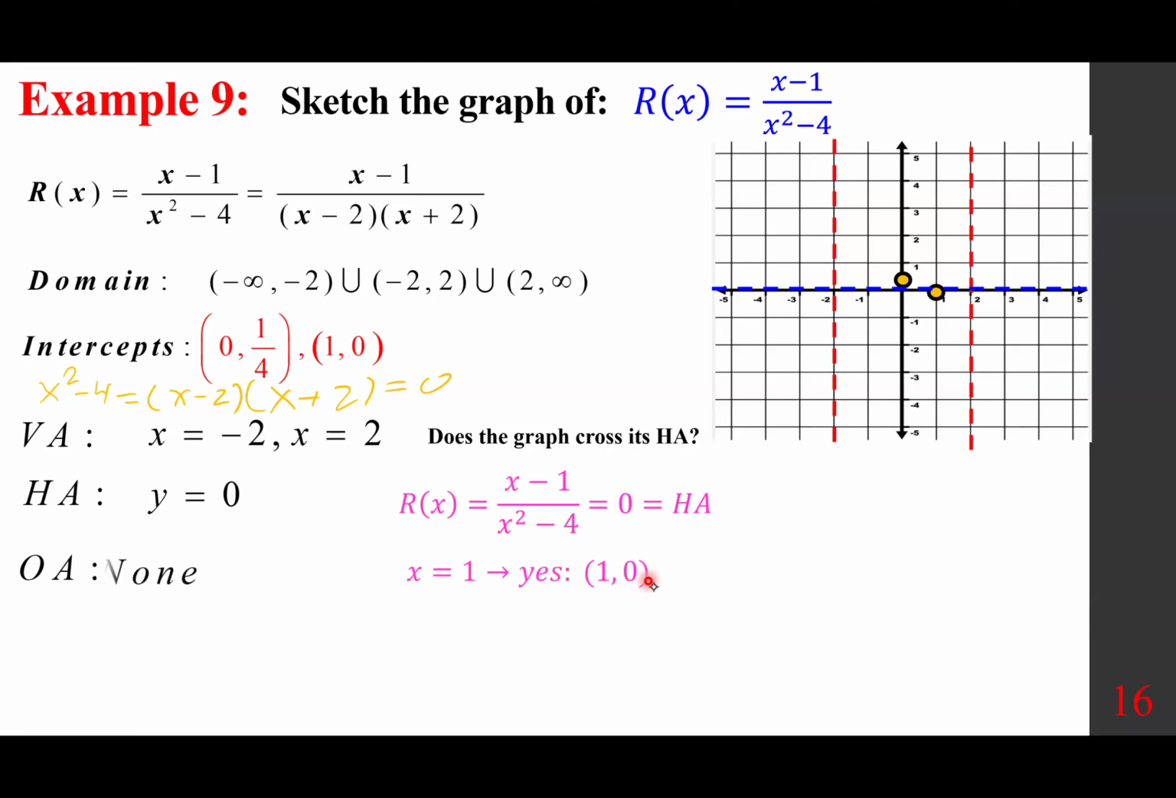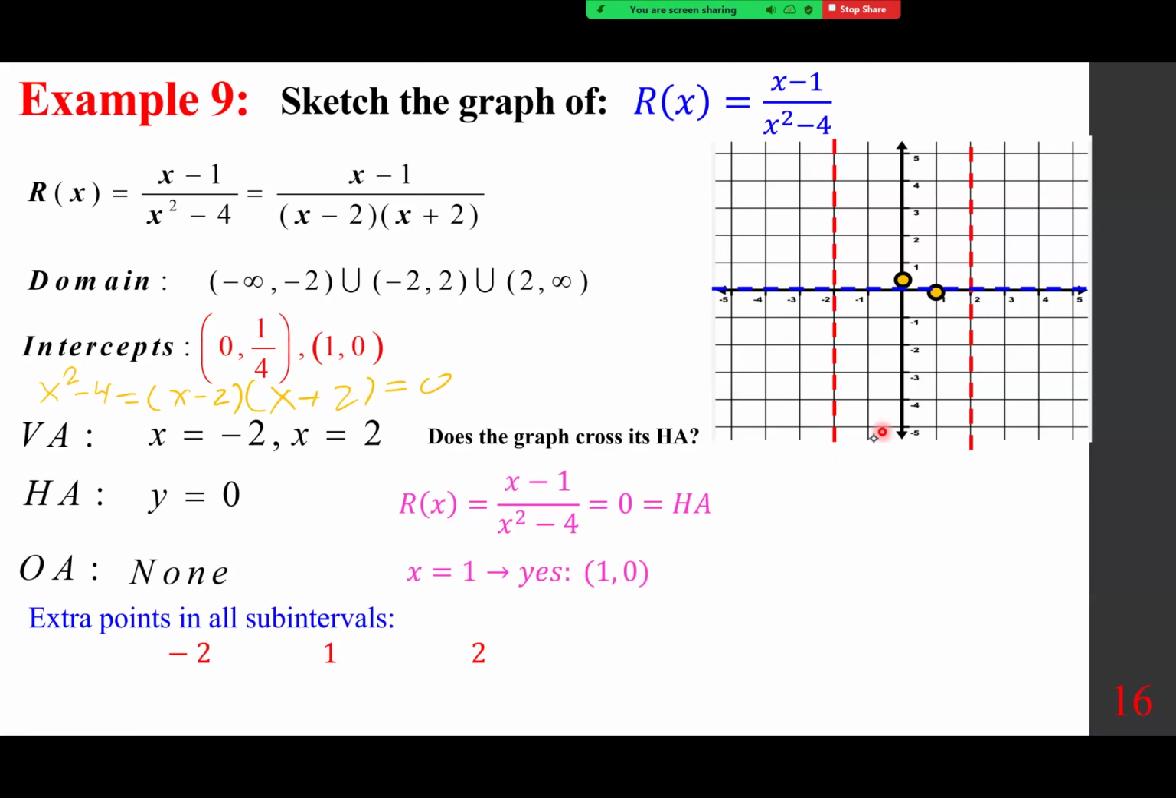There's no oblique asymptote, as it was mentioned, because you can't have both. Now, what about extra points, and how do you find them? You look at your vertical asymptotes, x equals -2, x equals 2. That cuts the entire interval into 3 subintervals, if we go from negative to positive infinity: to the left of -2, between -2 and 2, and beyond the 2.